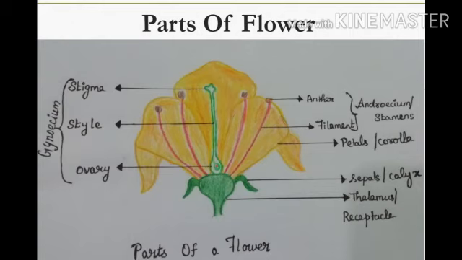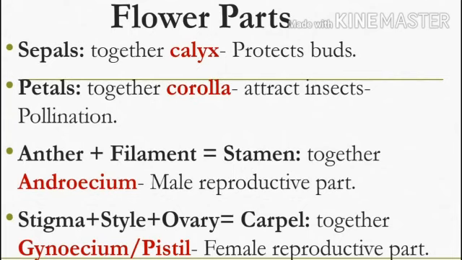The innermost whorl is the carpel, which contains the stigma at the top. Normally it will be a bulb-like structure. Then there will be a long style and a swollen ovary. And inside the ovary, the ovule will be present, in which the egg will form.